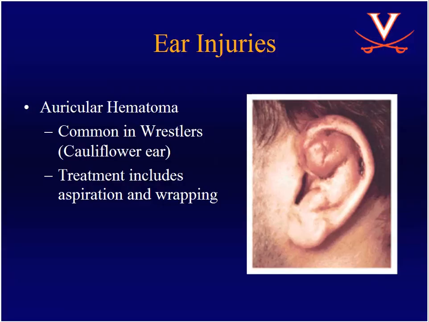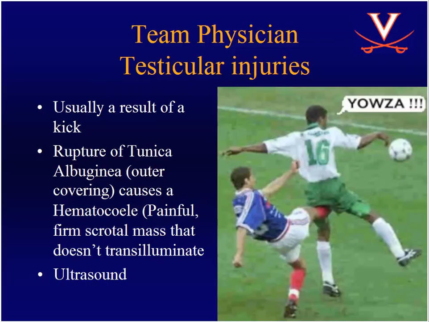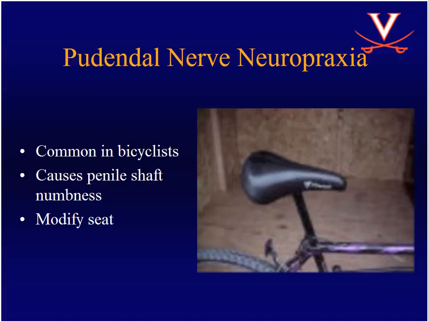Ear injuries, cauliflower ear, very common in wrestlers. You can aspirate these and wrap them. Dental injuries, try to save the tooth or replace it immediately, or at least put it in the mouth, have them not swallow it, though. Testicular injuries, the ultrasound for urologists can be helpful in determining how bad this injury is. Pudendal nerve neuropraxia shows up on tests also. You can have penile shaft numbness, and that's suboptimal. Therefore, you should modify the seat whenever possible.